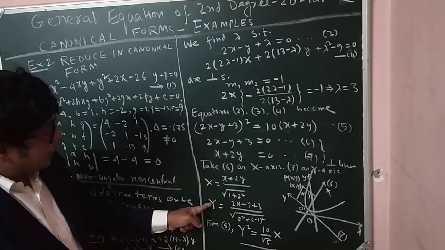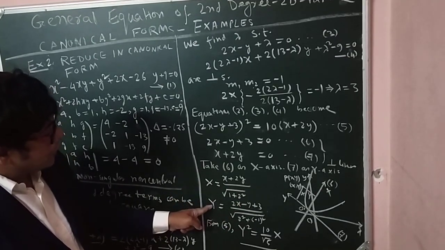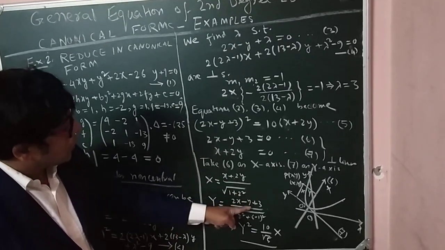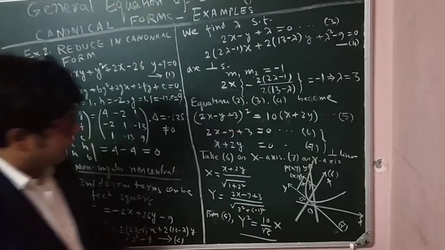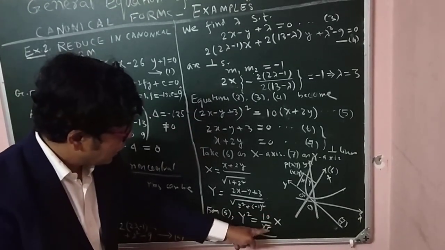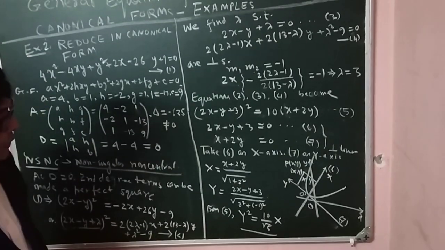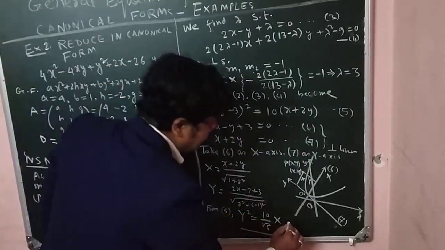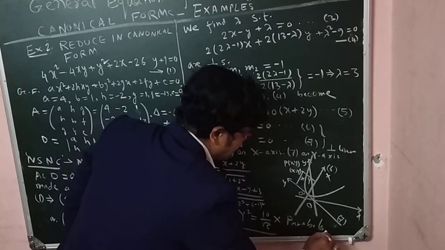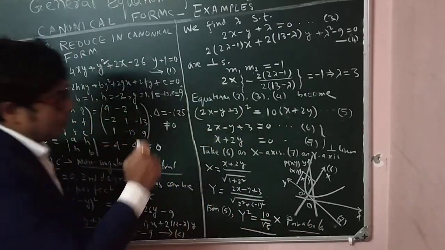Substituting these values of capital X and capital Y, in terms of x + 2y and the other expression, in equation 5, we get Y² = (10/√5) X. This is the equation of a parabola, and this is the canonical form.